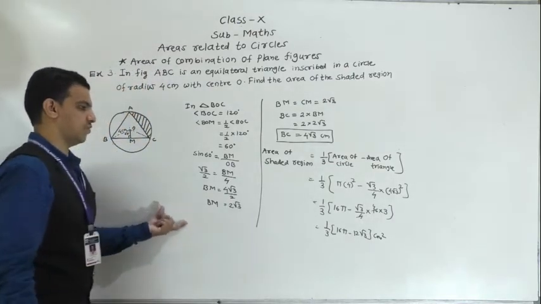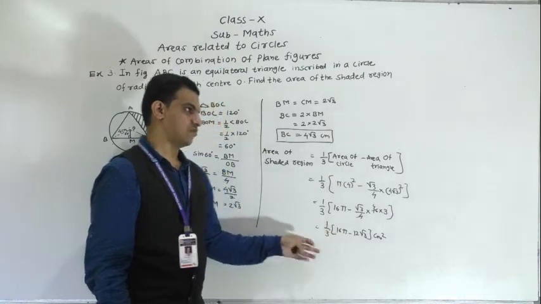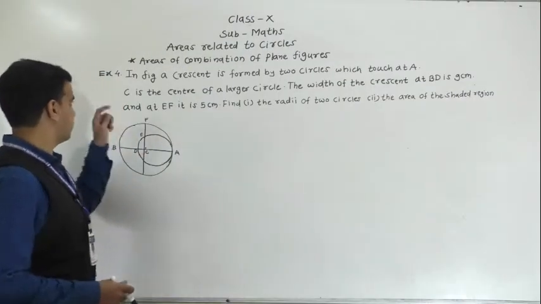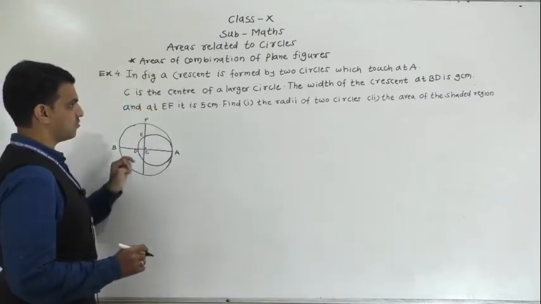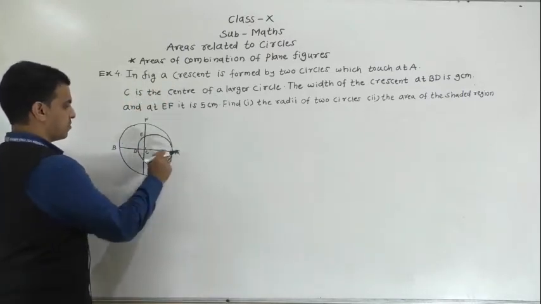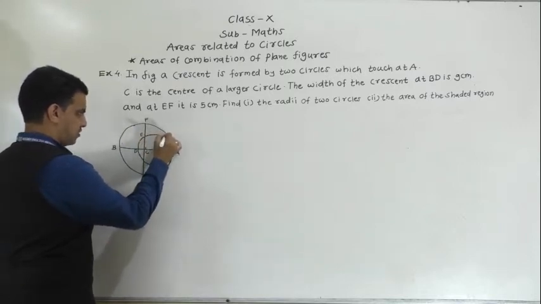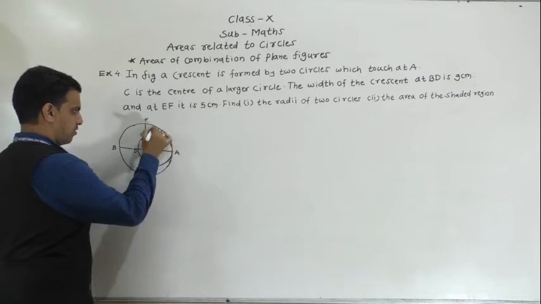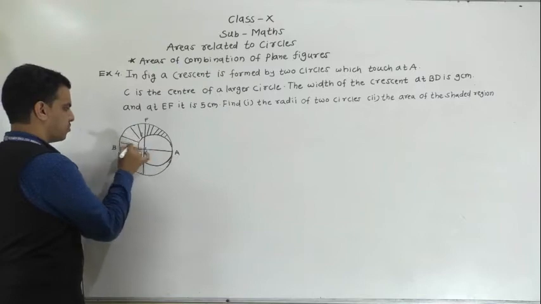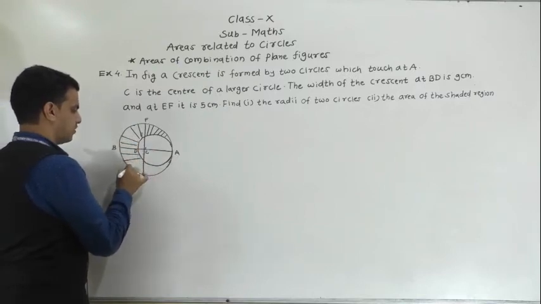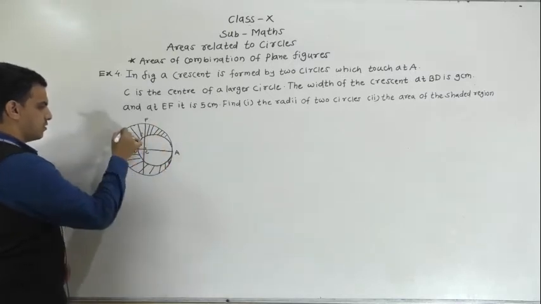Now we will take the next example. You can put in the values and find the answer. The next example is: in the figure, a crescent is formed by two circles which touch at A. So these two circles are there and this crescent is formed. So this is the crescent formed by two circles which touch at A. So I am shading this.